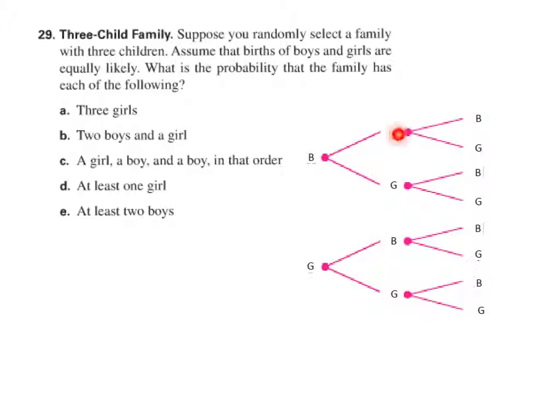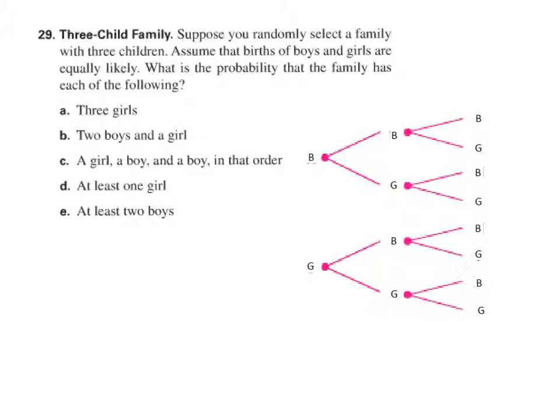And then the second column is the outcomes for the second child. This is the first child, this is the second child, this is the third child. Depending on what the first child was, you have two possible outcomes. Then depending on what that outcome was, you have two possible outcomes. So that's why you end up with eight possible outcomes when there's three kids.